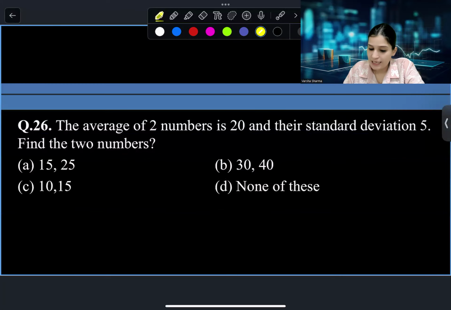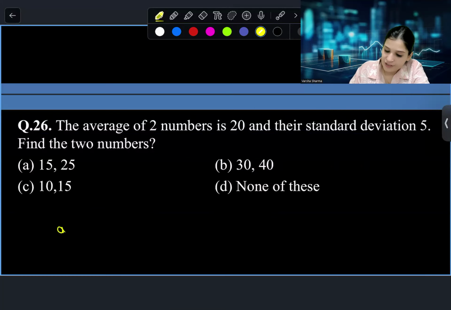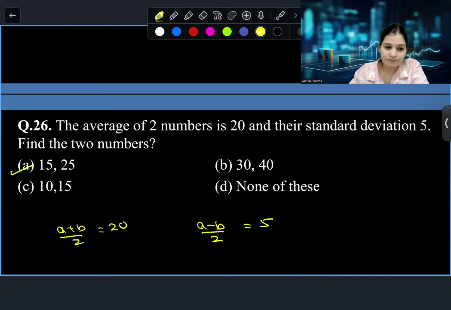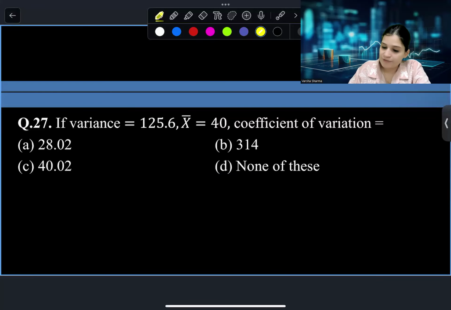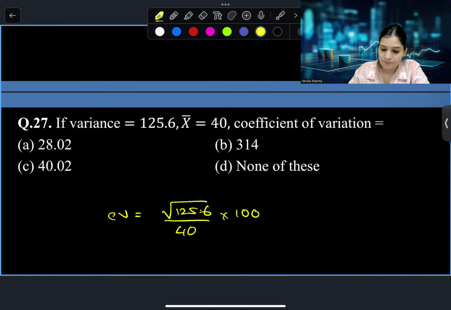Average of two numbers is 20 and their standard deviation is 5. Average is a plus b by 2. You can do trial and error also. And the standard deviation is a minus b by 2. Trial and error, so option A is the correct answer. Yeah, CV. Standard deviation is root over variance by mean into 100. A, 28.02.